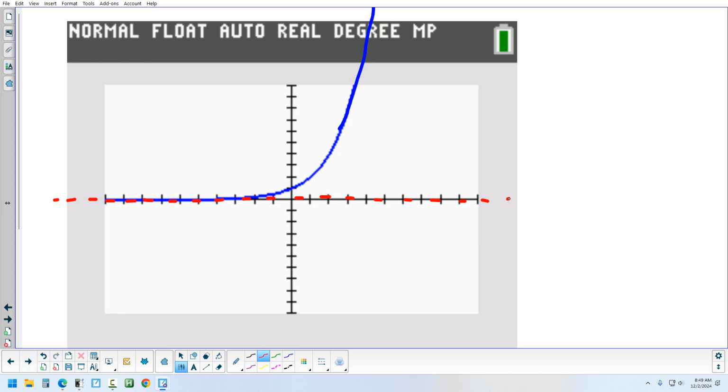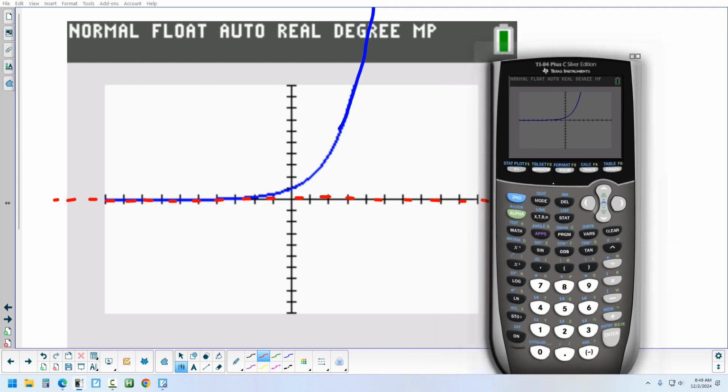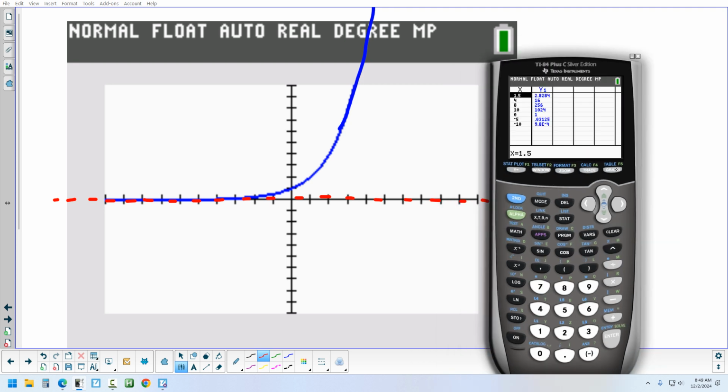Does anybody remember when you draw a dotted line and something gets close to it but never reaches it? What you call that? Asymptote. An asymptote. Yep. And if I go into the table and I type in like -10, okay, so that's way on the left side of my graph, I'm just barely above the y-axis. That's 0.000976. So very, very small.